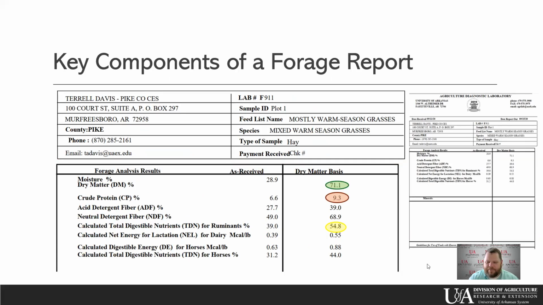When you get your samples back in, these are the things that we're going to look at. So on the right-hand side, I have the whole report listed so that you kind of have an idea what it's going to look like. And then I zoomed in on the left-hand side. So the first thing in green is dry matter. So our dry matter on this hay on a dry matter basis is 71%, okay? Our crude protein for this one is 9.3%, and our calculated total digestible nutrients for ruminants is 54.8%.